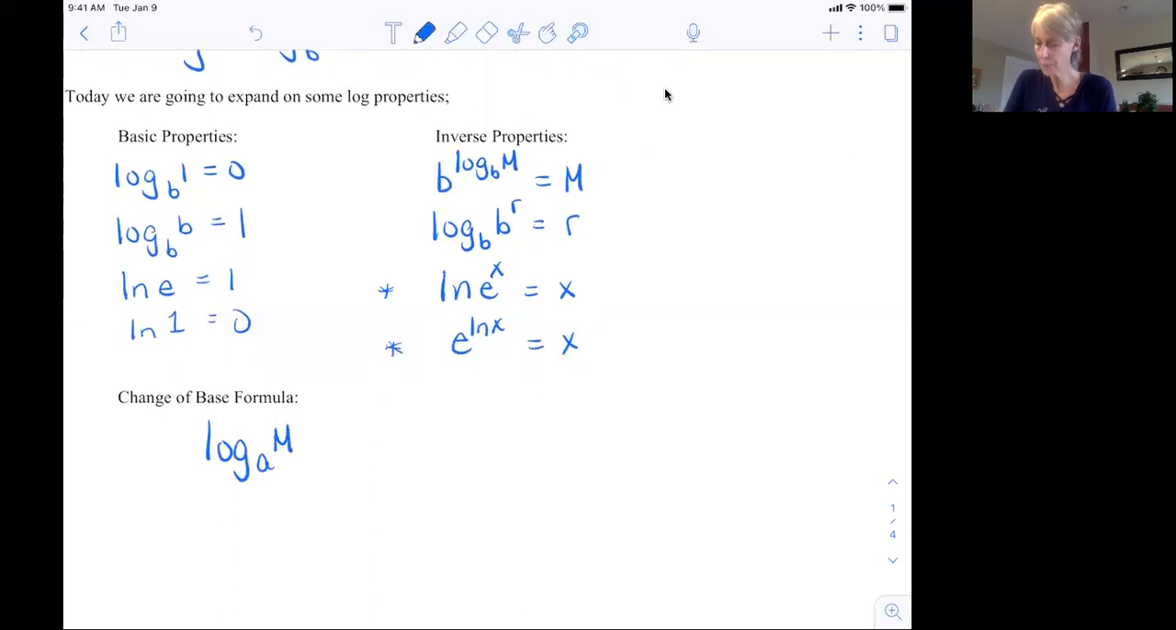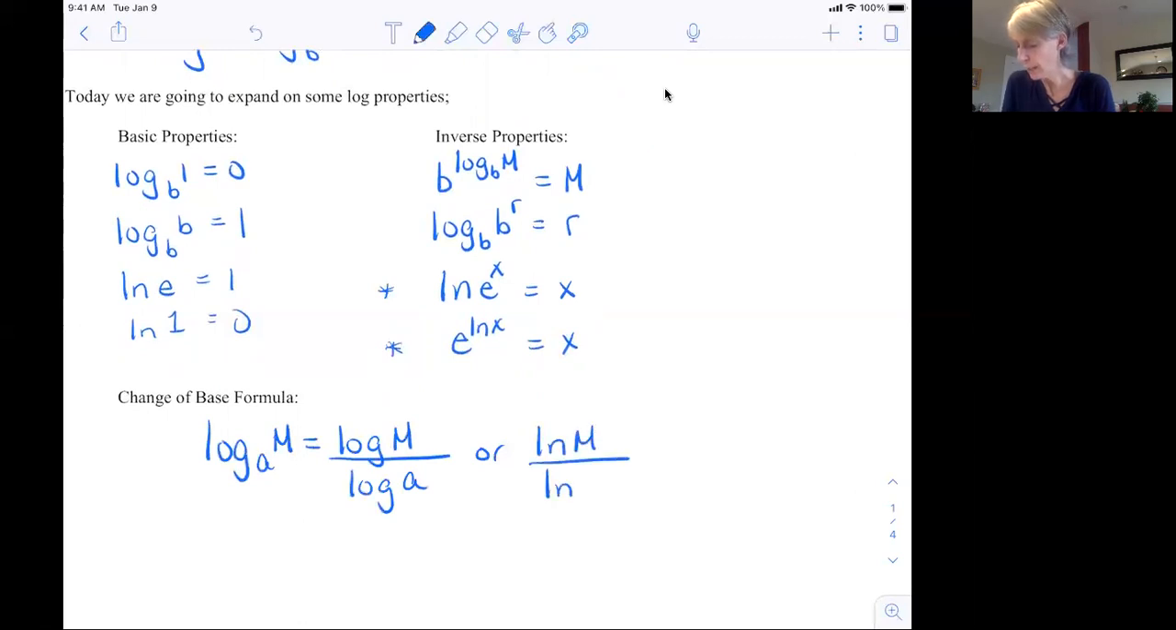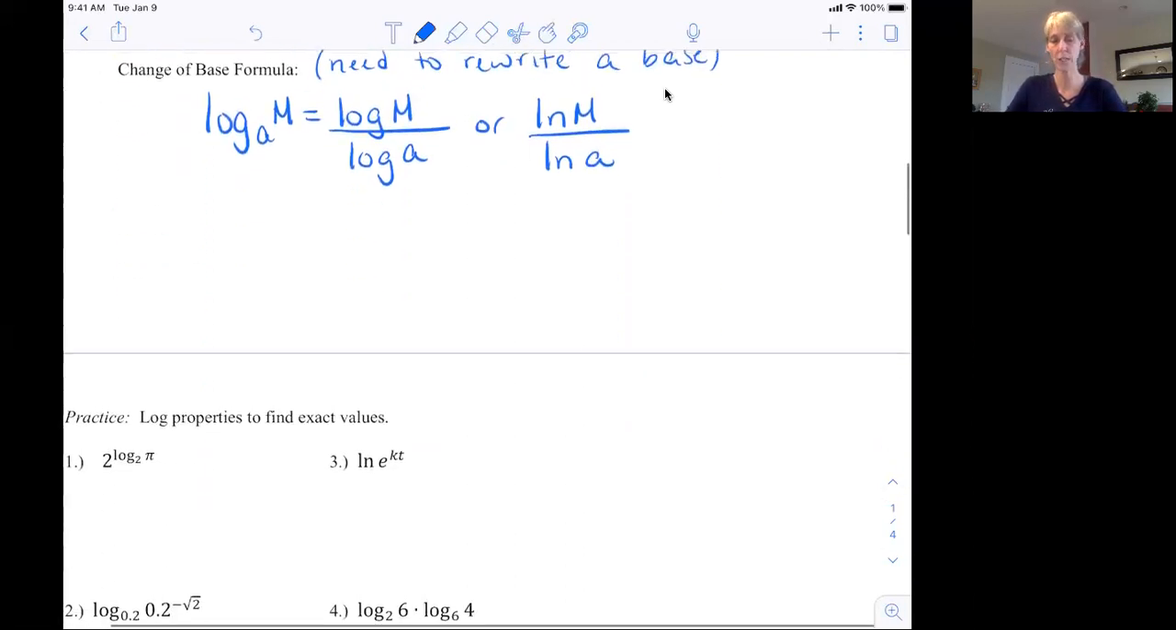Log base a of m equals log m over log a, or ln of m over ln of a. And our change of base formula is when you need to rewrite a base. This becomes helpful when you need to rewrite a base. Okay, we're not going to use this one so much, but it's good to know it. It's good to recognize when you need to use it.